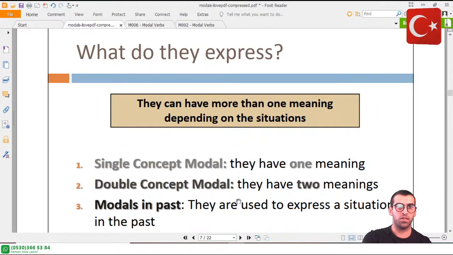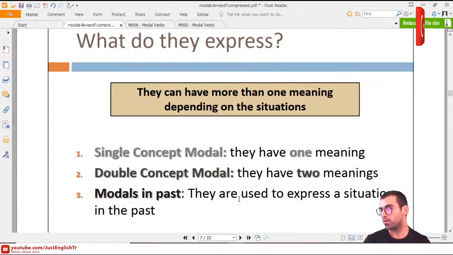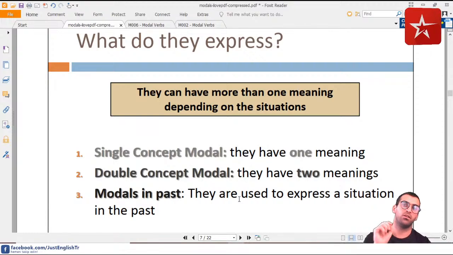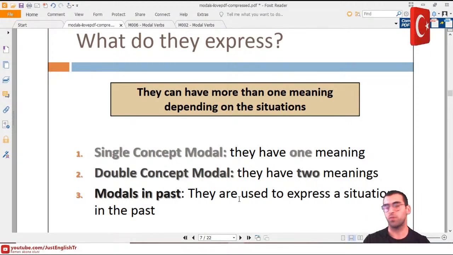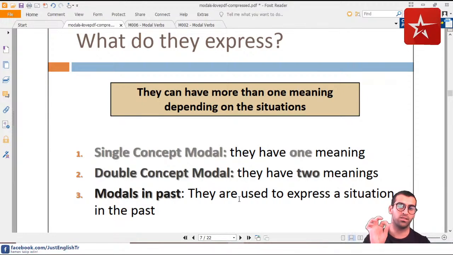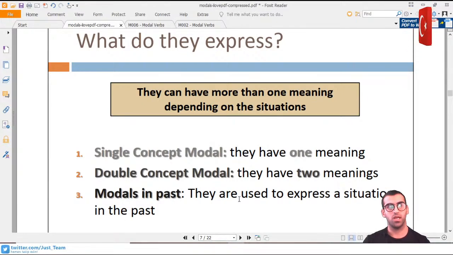Okay, let's continue. What do they express? That's a good question. Please take notes while I'm talking about this grammar, because there is really important information that you have to learn. You have to take notes. They can have more than one meaning depending on the situations, like could has two meanings.